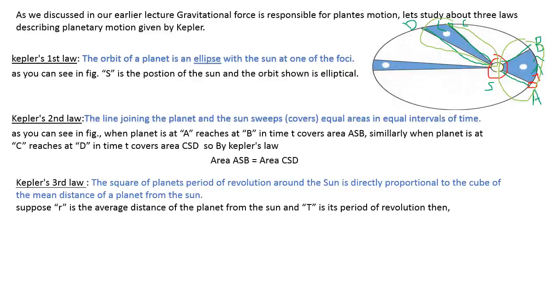Suppose R is the average distance of the planet from the sun, meaning from S to A the distance is R. And T is the period of revolution, meaning from A to complete one round and come back to A, the planet takes a period of revolution, say capital T. Then by Kepler's law, T squared is proportional to R cubed. It means if the mean distance of the planet is increasing, the time of revolution will increase. If the mean distance is decreasing, the time period is also decreasing.